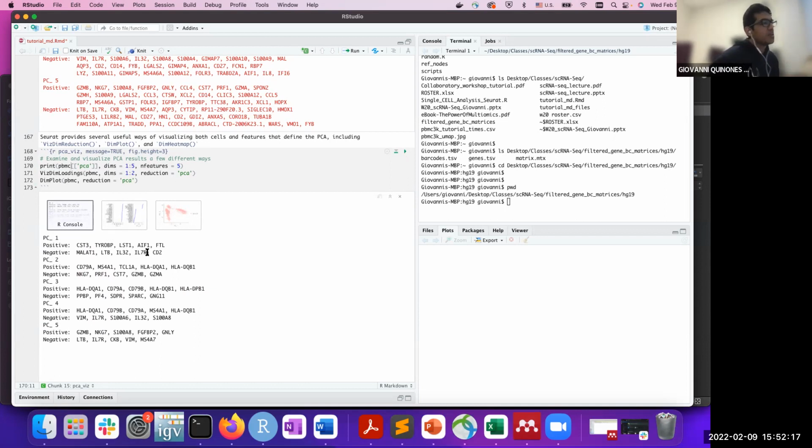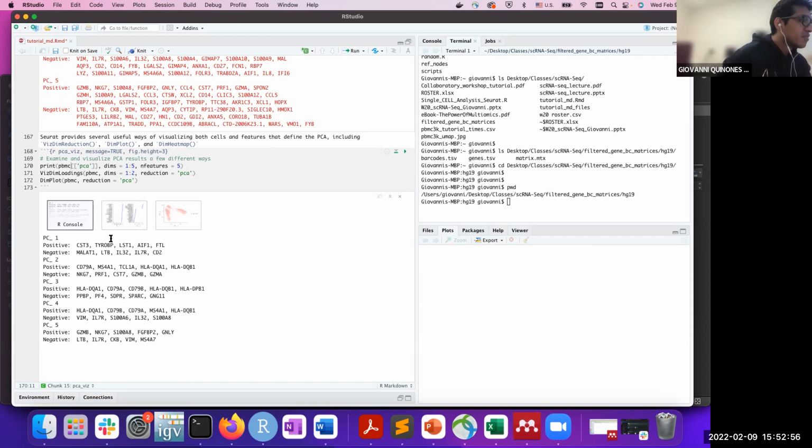If you remember, the definition of a PC is this new axis system, but it's also a new meta gene. So our original genes are these ones, right? And our new meta genes will be the PCs. What this is telling you is how the values in these original genes correlate with a new PC. Those genes that have a positive value in the new PC are these ones, and those that have a negative value on the new PC are over here.